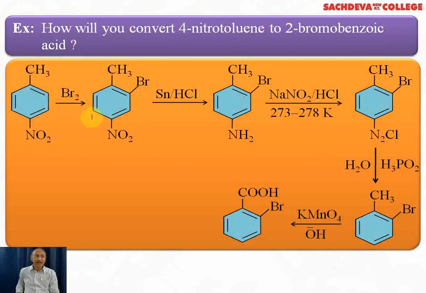Now in this case, the para position is already occupied with the electron withdrawing group. So electrophile Br positive will attack at ortho position. NO2 group we want to reduce to NH2, Sn/HCl can be used which will produce nascent hydrogen and NO2 group will change to NH2 group.